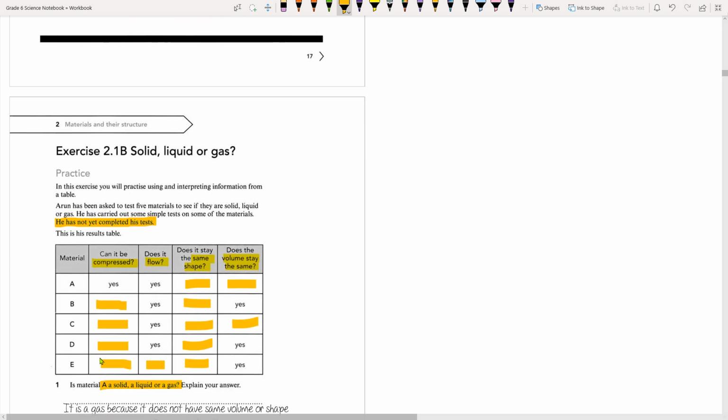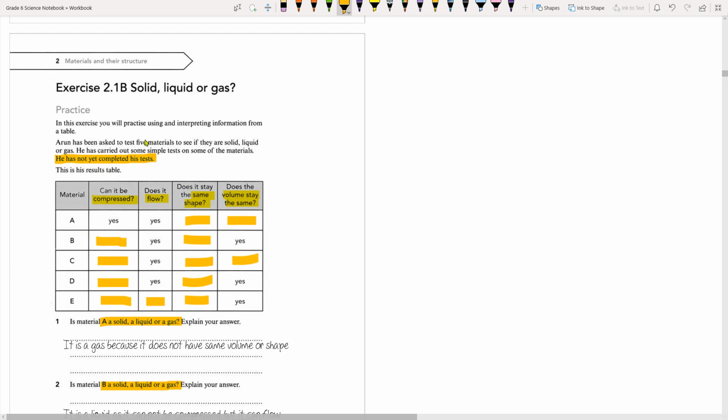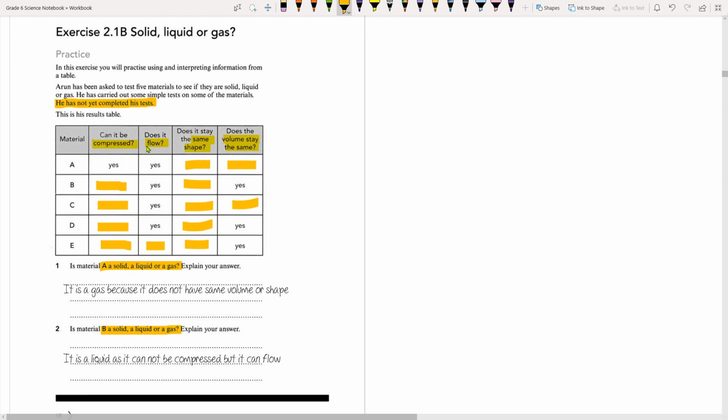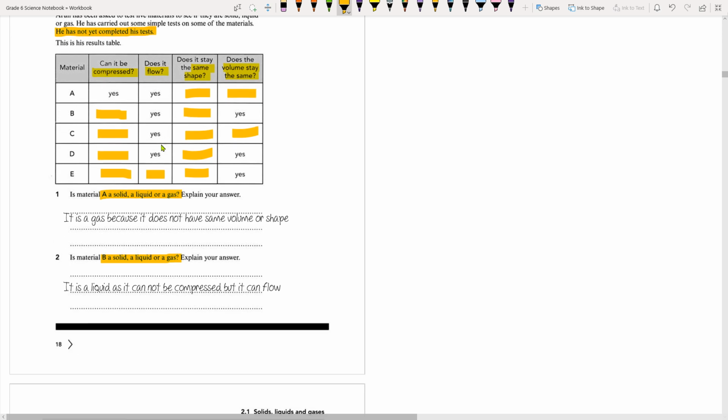Okay, now solid, liquids and gas. Over here in this exercise, you will practice interpreting information from a table, right? Arun has been asked to test 5 materials to see if they are solid, liquid, or gas. He has carried out some simple tests on the materials. He has not yet completed his results, so this is his result table. I remember all of you crazily filling all these in, but I've just left them empty because if you look at the questions, you don't really need to fill this up. It's just asking plain questions.